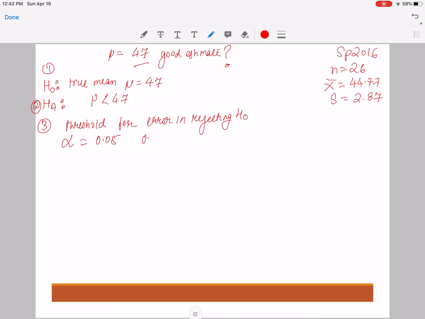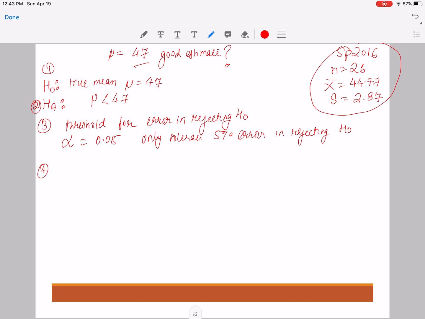I can only tolerate 5% error in rejecting H0. So that's the probability of incorrectly rejecting the null hypothesis. I would like for my test statistic to do better than this. If my test statistic using this sample can do better than that, then I can safely assume that the null hypothesis is not true. I will reject the null hypothesis and go with the alternate hypothesis.